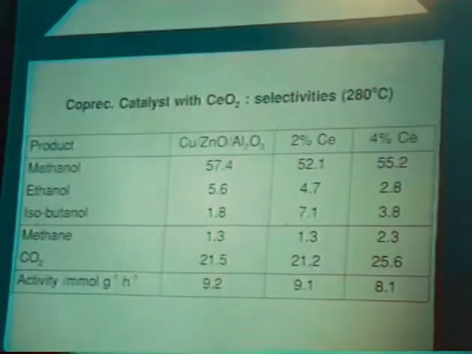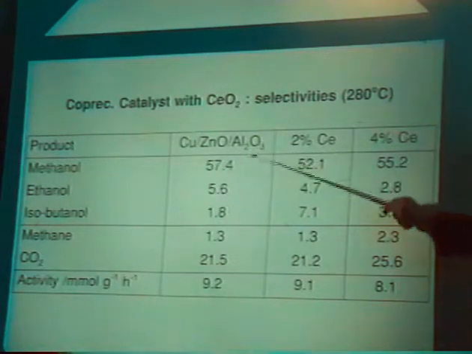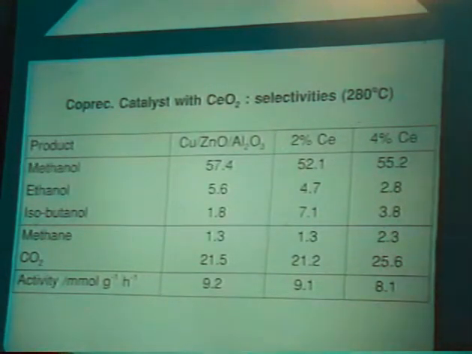Here are some results now for cerium addition. In this particular case, again, we have the same set of results for the copper zinc oxide alumina for comparative purposes. And you can see that with 2% cerium, we are in fact getting a very significant increase in the isobutanol concentration, even at 280 degrees centigrade. If we go further in cerium concentration, the amount of isobutanol decreases once more. So there appears to be an optimum in the cerium concentration.